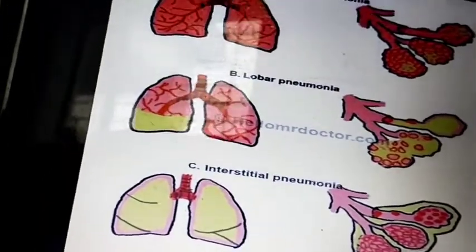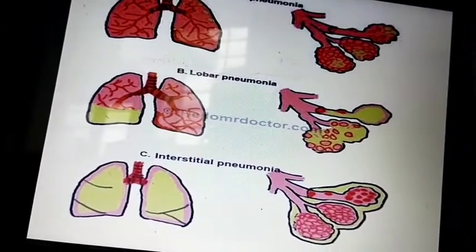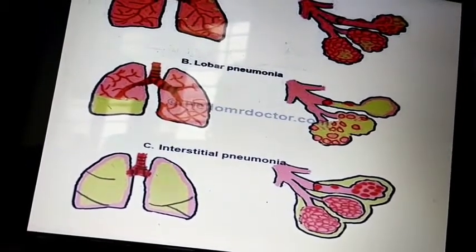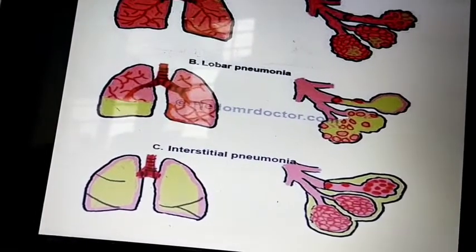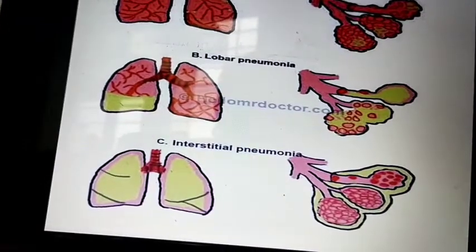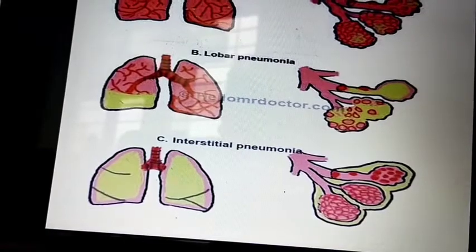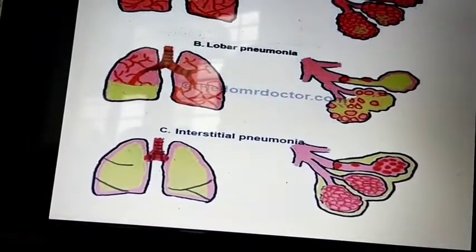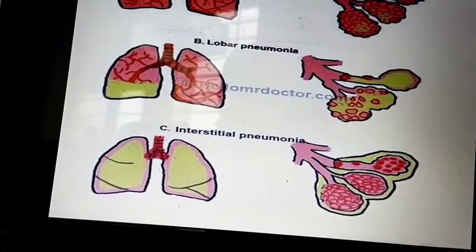There are types of pneumonia. There is lobar, as I already told, right lobe, left lobe, upper lobe, lower lobe. It involves the whole lobe. Then lobular. I already told you, lobular contains the respiratory bronchioles, alveolar duct, alveolar sacs, and alveoli. And interstitial pneumonia means it involves both lobar and lobular.